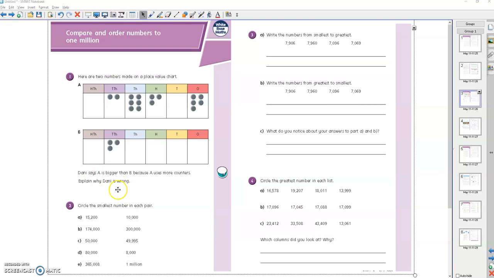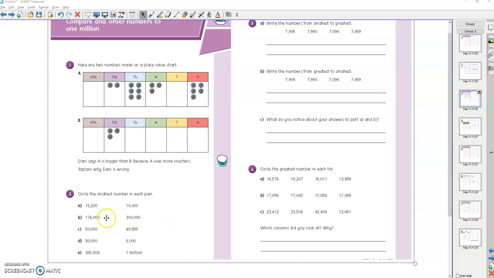So we get told that she is wrong, but you've got to explain why she's wrong. Why is this one greater than that one? Number 2 is to circle the smallest number in each pair. So just look at these two, which one's the smallest, and so on as you go down.